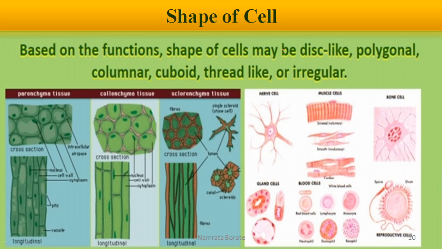In addition to this, the cell does not have a typical shape. Means there is no typical shape of a cell. The cell may be disc-like, it may be polygonal, it may be columnar, it may be cuboidal, may be thread-like, or it may be irregular in shape.